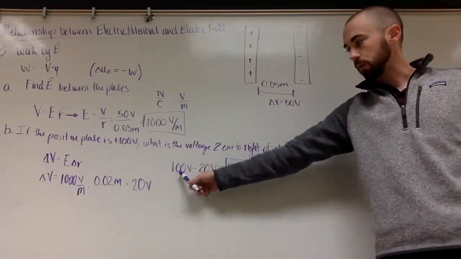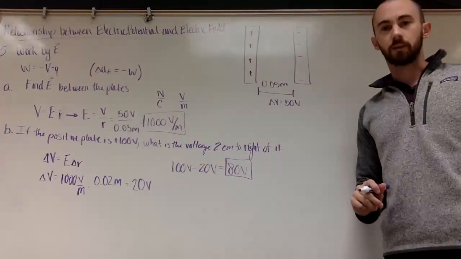So if I lose 20 volts, 100 minus 20, I end up with 80 volts for it. And that's all we have for this section.